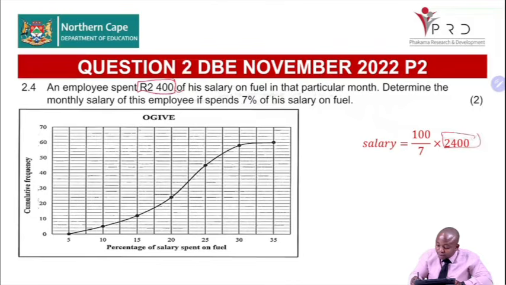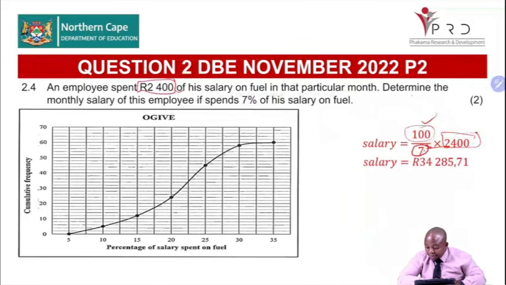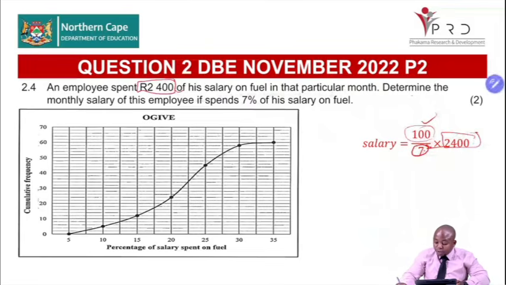So the 2,400 we're going to multiply by 100 over 7, to say this 2,400 represents the 7%. The overall salary we know is going to be 100%. So we are looking for the 100%, given that 7% is 2,400, and that value is going to be 34,285.71.